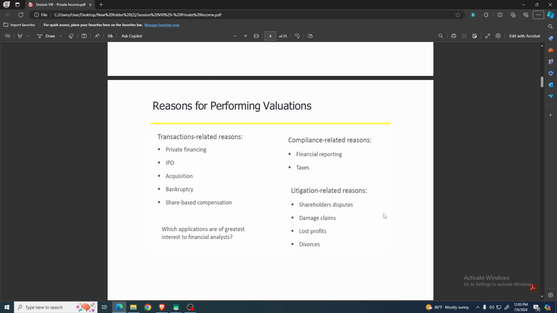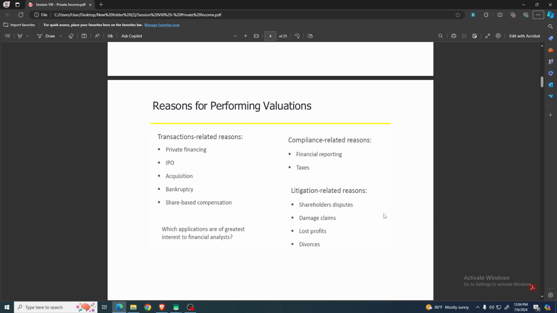And then we have damage claims. In litigation involving financial damages, valuations would help quantify the monetary loss suffered. So, if we take an example of a company suing for breach of contract, they may need a valuation to support its claim for lost profits due to this breach. And this would be a perfect segue into the third point, which is the lost profits.